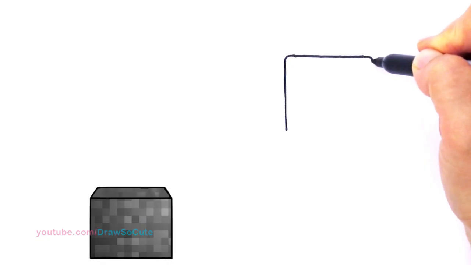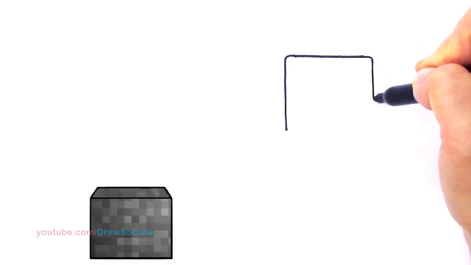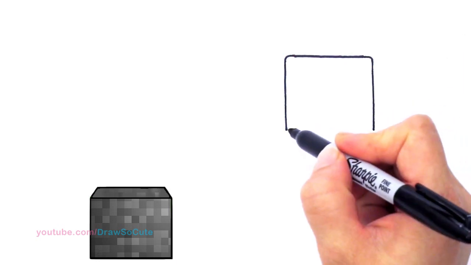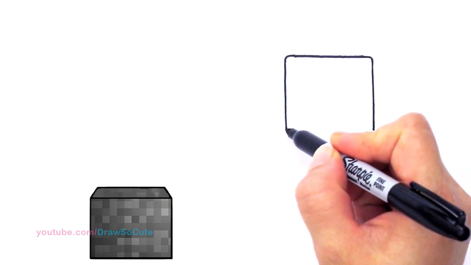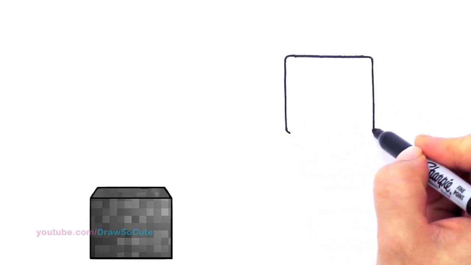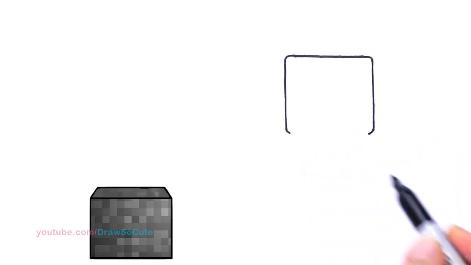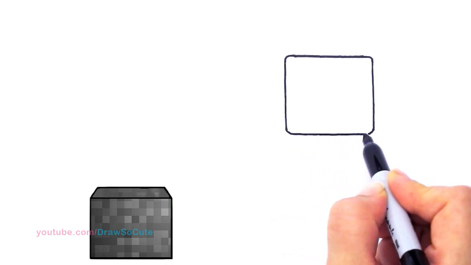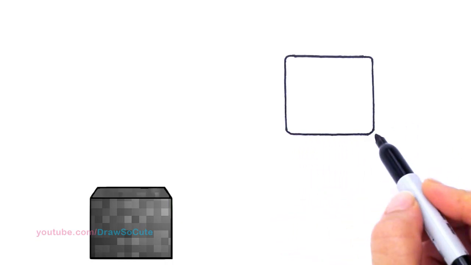So we're going to do the same thing for the other side. That's about right. And then I'm going to come here and round off the corner again. And then I'm going to go across. So I got my square in.